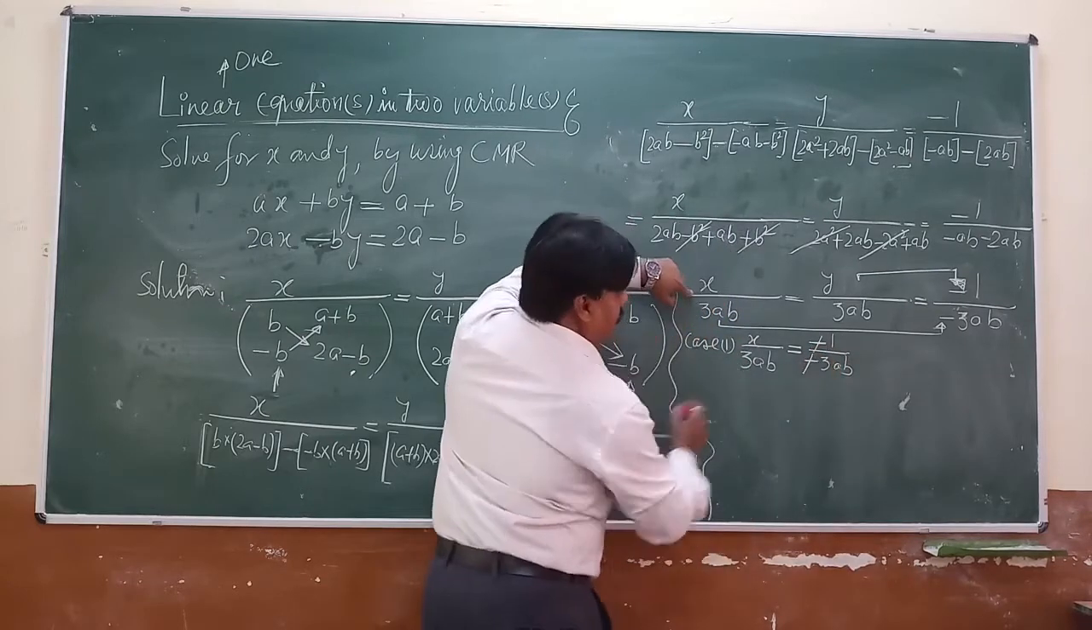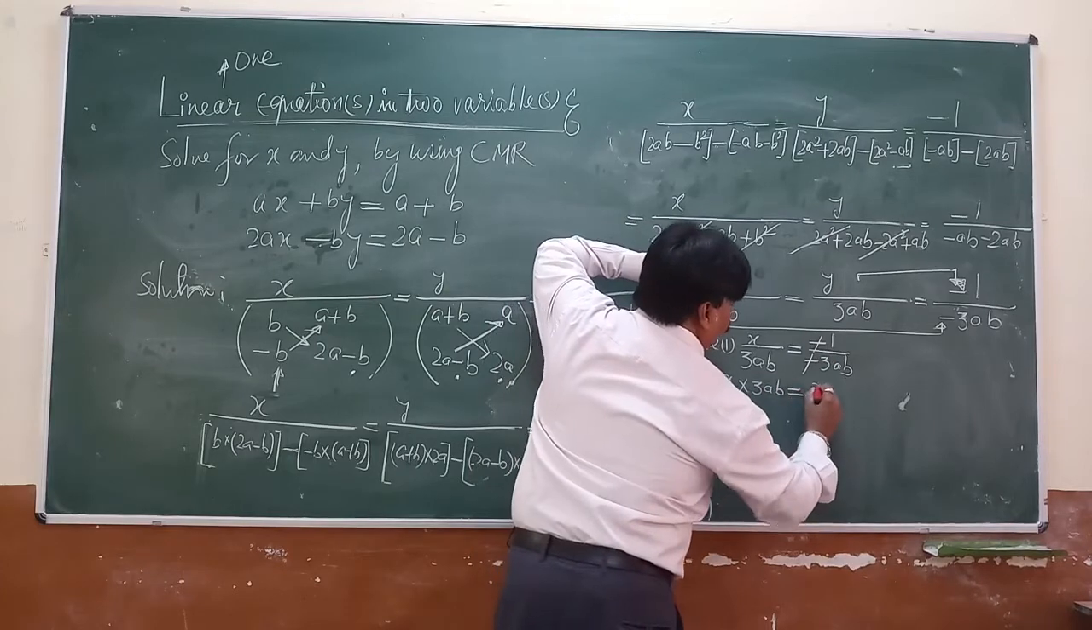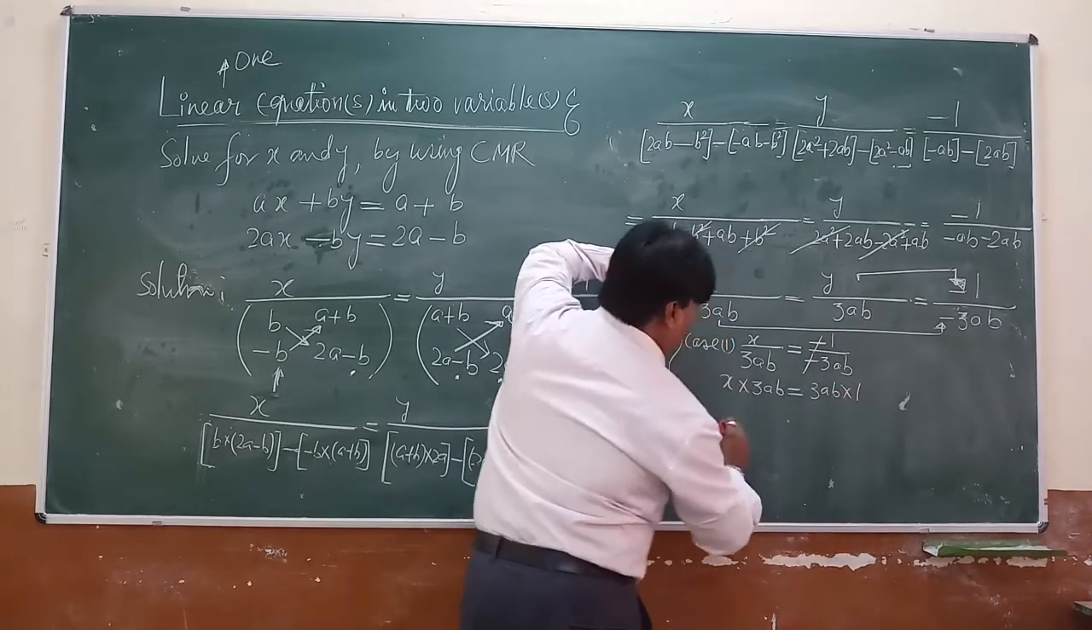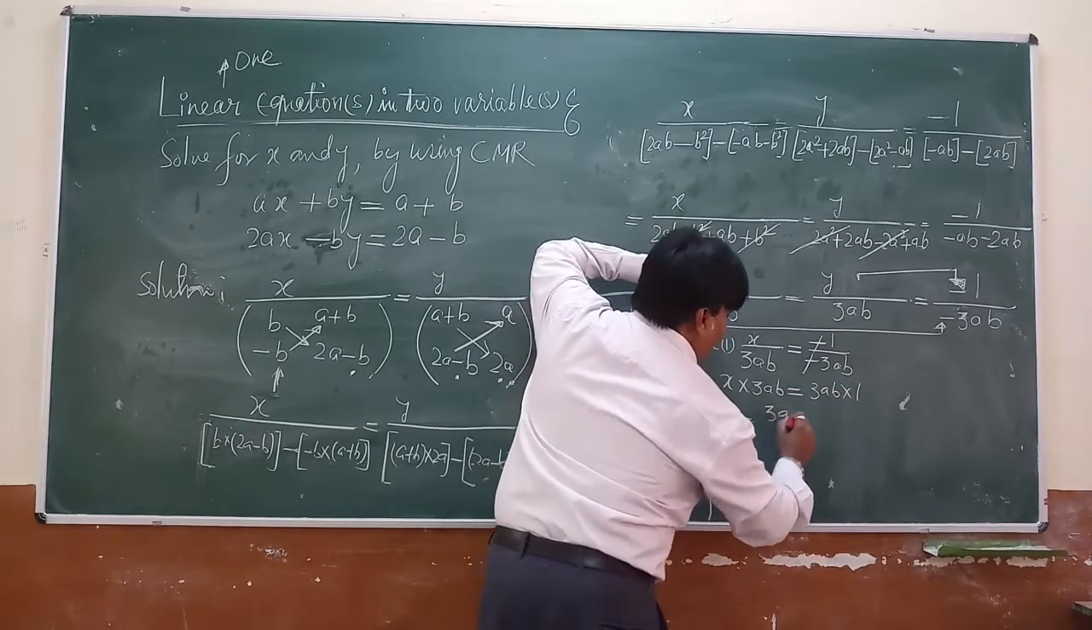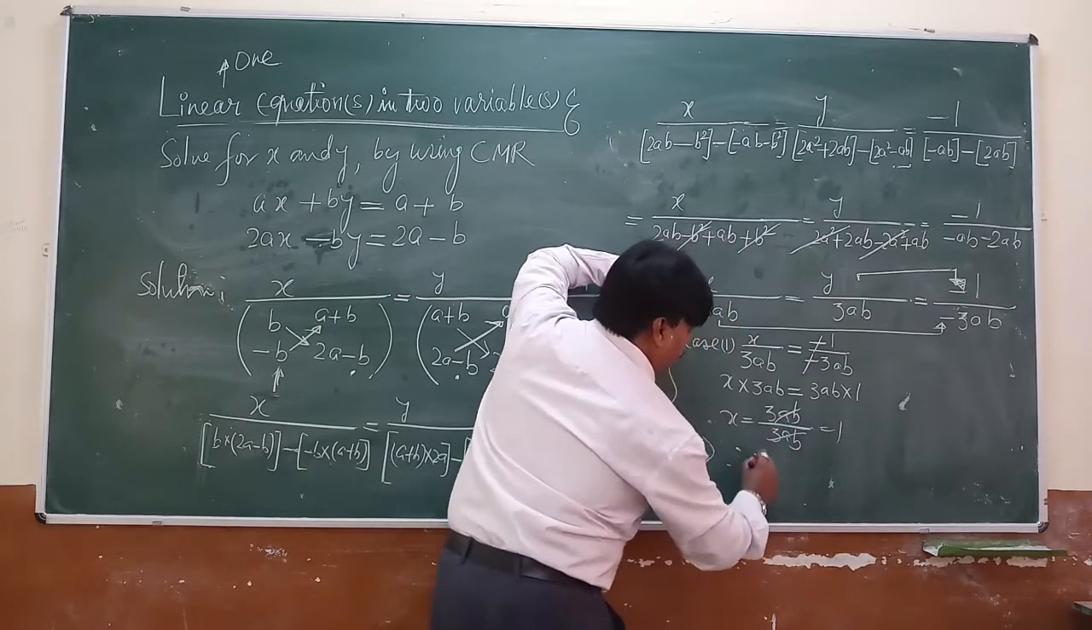Minus minus you can cancel. You can do the cross multiplication: x into 3ab is equal to 3ab into 1. X is equal to 3ab over 3ab. So this is 1. So finally we are getting x is equal to 1.